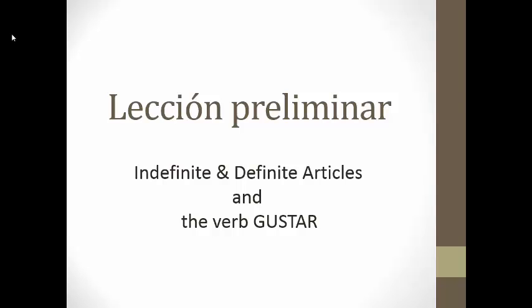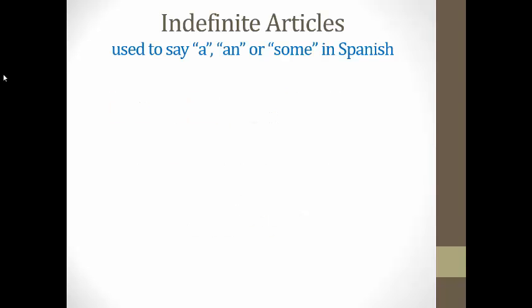Okay, so the topic for today is going to be indefinite and definite articles and the verb gustar. Both of these concepts will look familiar to you. We learned them in the first semester of Spanish 1. So let's start with indefinite articles. You see here in blue that indefinite articles are used to say a, an, or some in Spanish.